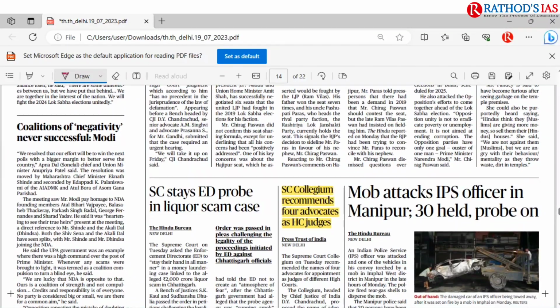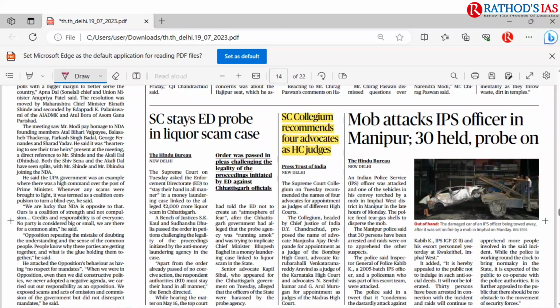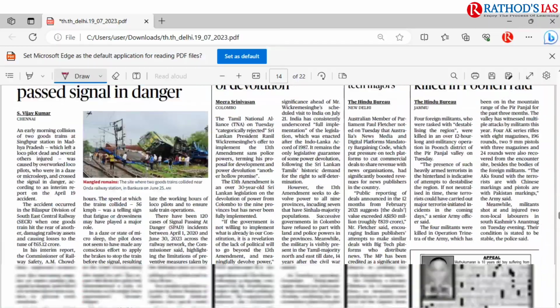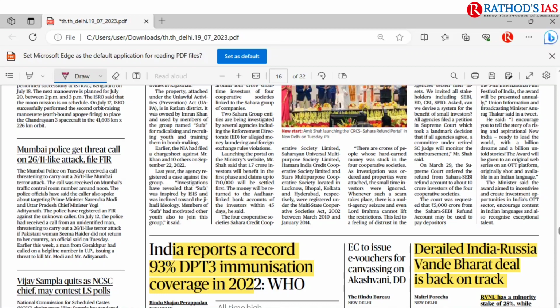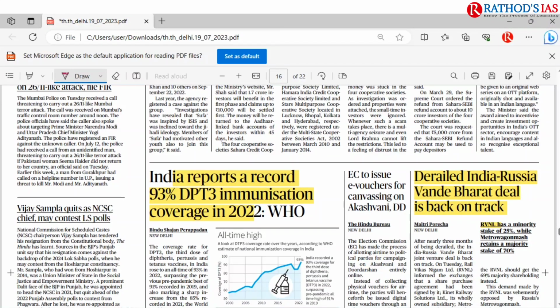And in this news page, you can see Supreme Court Collegium recommends 4 advocates as High Court judges. So you can see what is the role of the Supreme Court Collegium and what exactly this is. And if you move forward, here you can see this article regarding diphtheria, pertussis and tetanus vaccine. I discussed that topic. And next one is derailed India-Russia Vande Bharat, the deal is back on track.